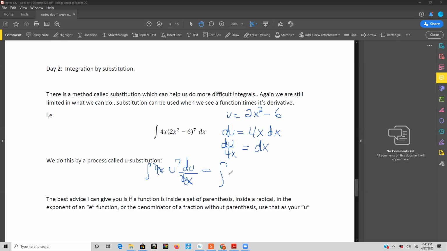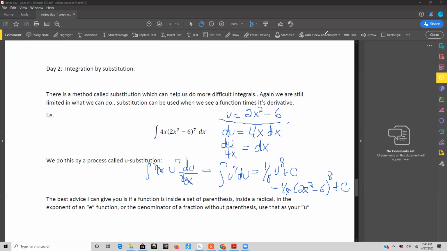So I have the integral of u to the 7th du, which I can integrate because that's 1/8 u to the 8th, right? So we get 1/8 u to the 8th plus c, but u is not u. We want to put it back into x. We know that u is 2x squared minus 6. So it's 1/8 times 2x squared minus 6 to the 8th power plus c. All right, so that's what u substitution refers to.